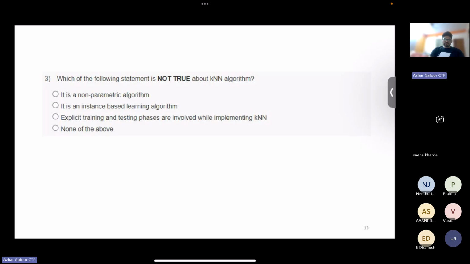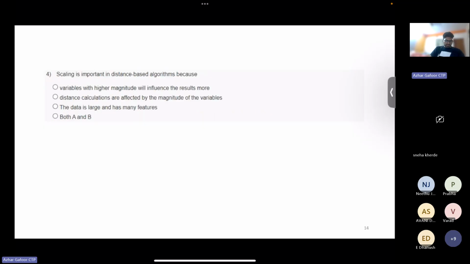And this one. Is it C, training and testing phases are involved in implementing KNN? Yeah, C is the correct answer. And the last, not last. So is it both A and B? No, it's not both A and B.